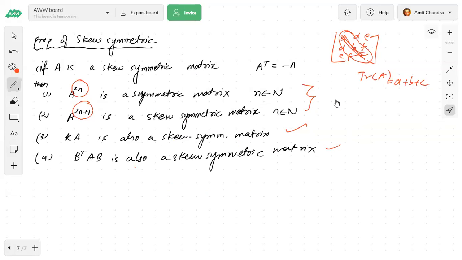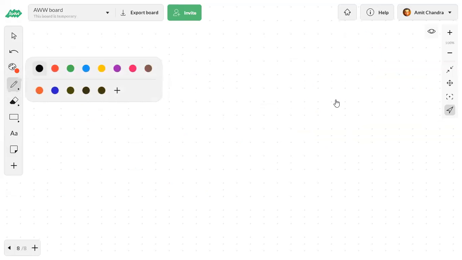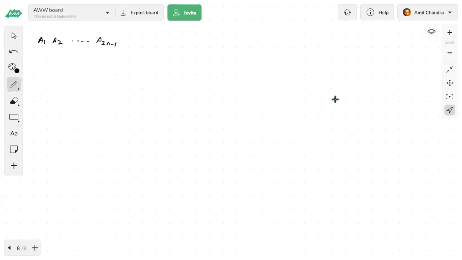Fine. So let's see one small, very simple question based on this. They have given A1, A2, ..., An as skew symmetric matrices of the same order, of the same order n.